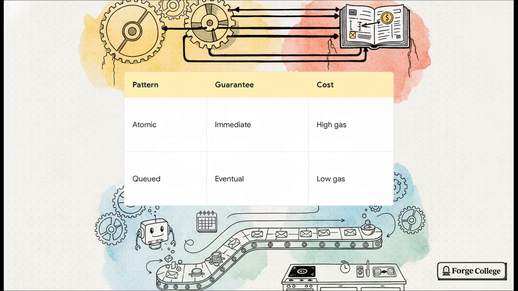The guarantee is eventual consistency. The trade-off? You get lower per-transaction gas, but you're adding latency to the system. Understanding this gear shift is literally the secret to engineering a protocol that can actually scale.